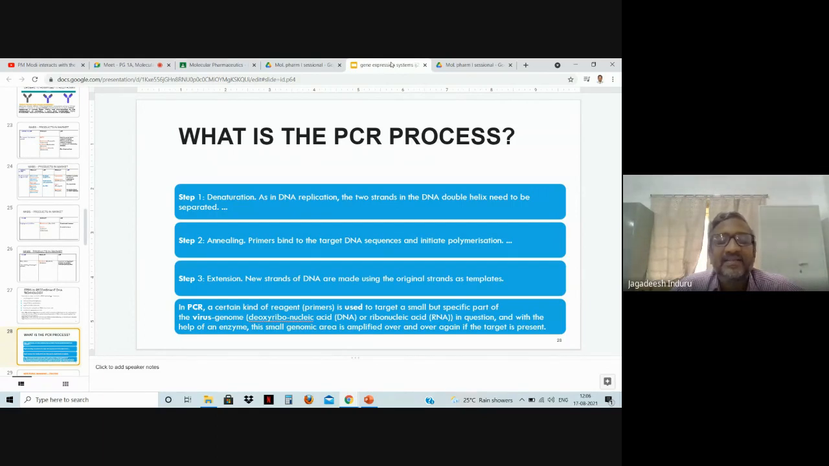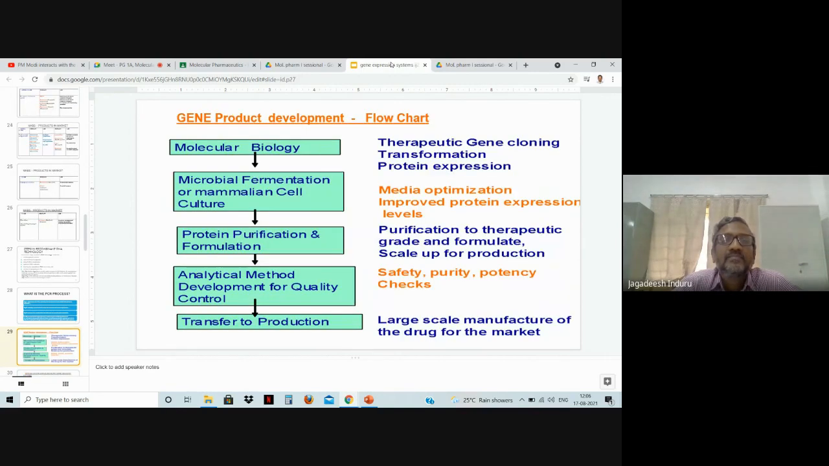So in PCR, a certain kind of reagent, or the primers, are used to target a small but specific part of the virus genome, or whatever we are going to use as a vector in the question. With the help of this enzyme, the small genomic area is amplified over and over again, so that we will have more replicas present to use as rDNA to introduce into the plasmid.